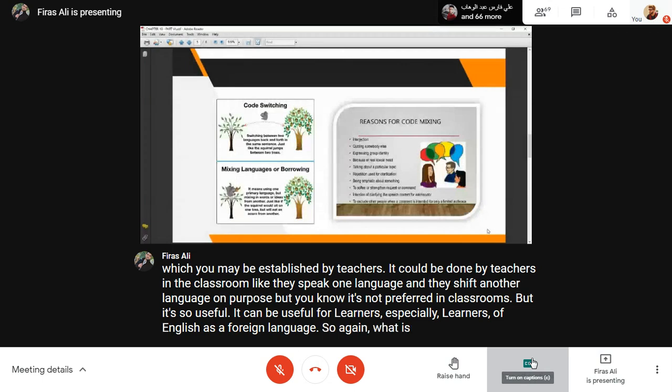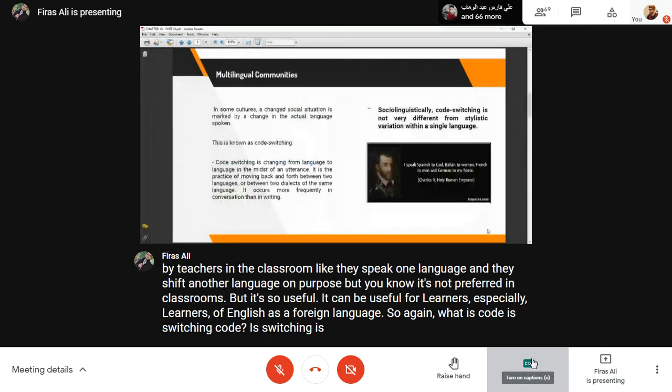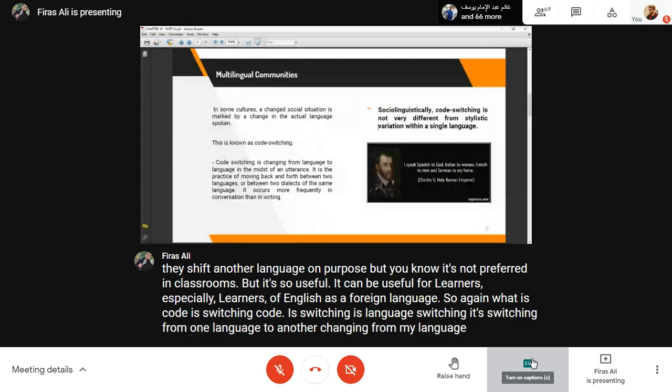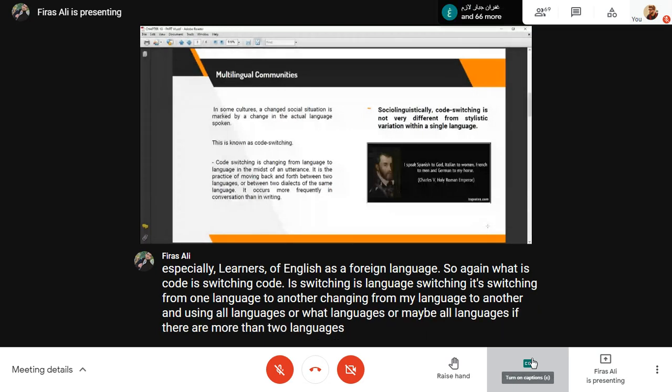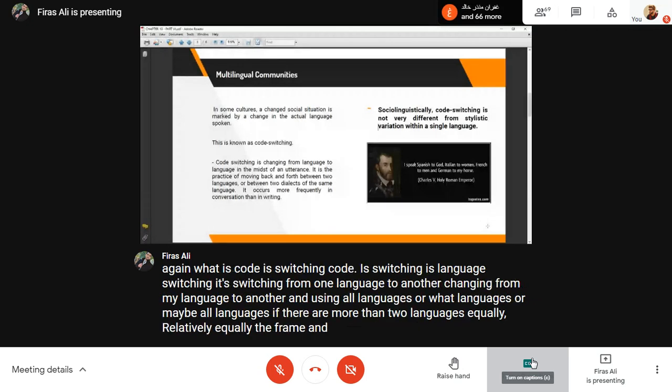So, again, what is code switching? Code switching is language switching. It's switching from one language to another, changing from one language to another, and using all languages, or both languages, or maybe all languages if there are more than two languages, equally, relatively equally.